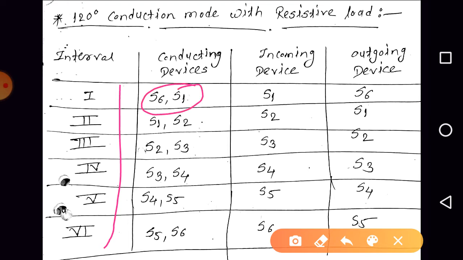During the first interval, switch number 6 and switch number 1 will be in the on state. During the second interval, switch number 1 and 2. During the third interval, switch number 2 and 3. During the fourth interval, switch number 3 and 4. Then S4, S5 and S5, S6. After the sixth interval, it will again move to the first interval. Are you getting the point, right?